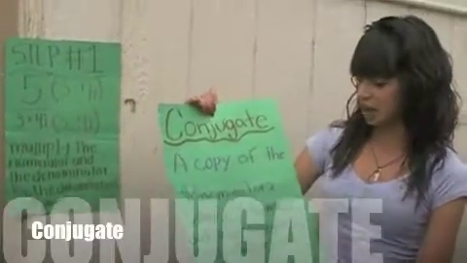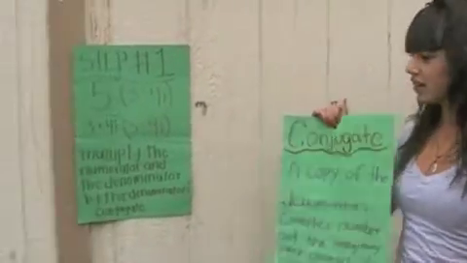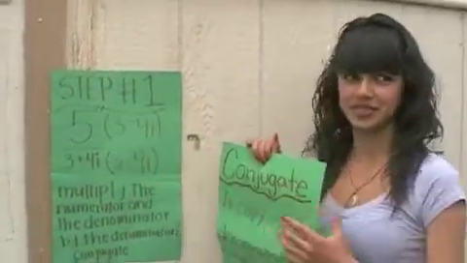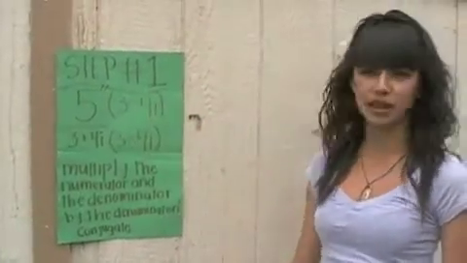The conjugate is the copy of the denominator's complex number, but the imaginary part changes its sign. That's the conjugate. And you multiply the denominator's conjugate with both numerator and denominator.